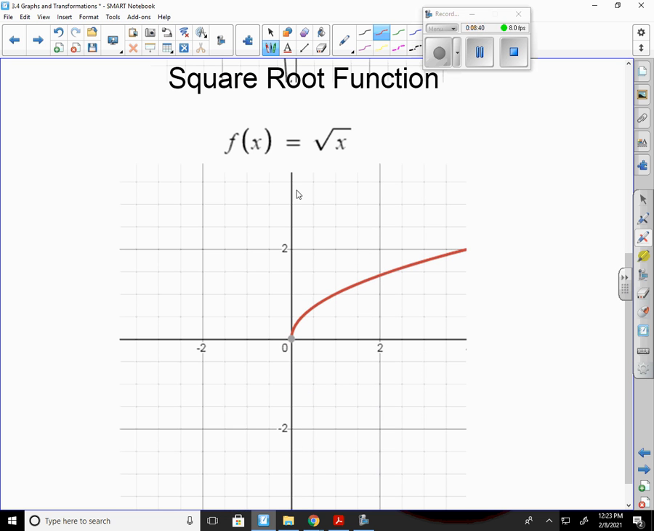Square root function, f of x equals the square root of x. Looks like this. As my x's get higher, so do my y's, but at a much smaller rate, which is what makes it curve downward. Square root of 1 is 1, but the square root of 4, when I get all the way out here, is only 2. So that's why it kind of curves off.